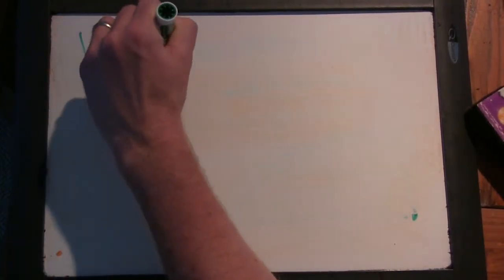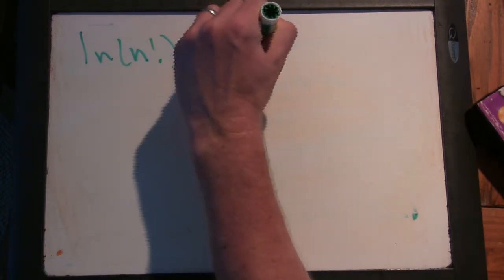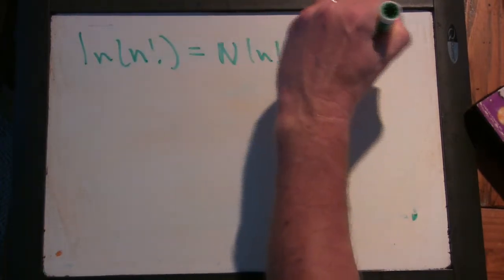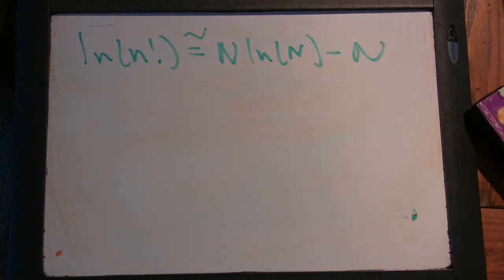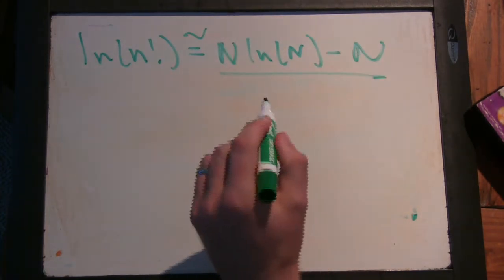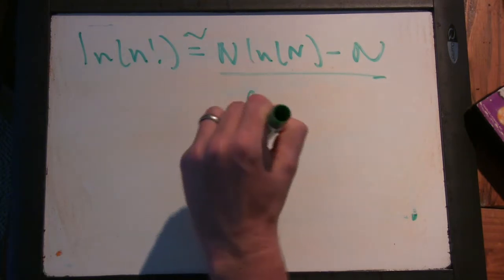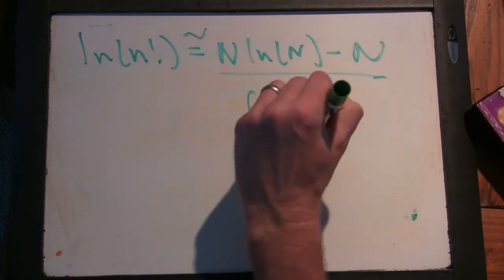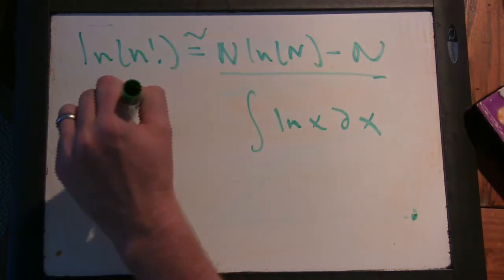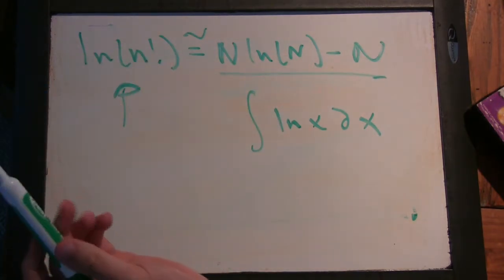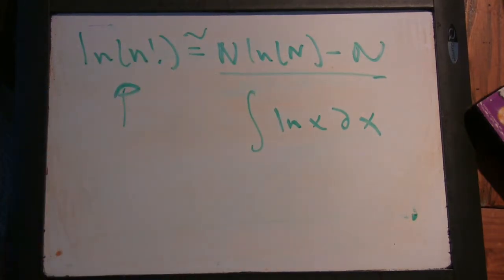ln of n factorial, he said, was equal to n ln n minus n. This is not an actual true equality, it's just an approximation. You said you recognized this, which is nice, as the integral of ln x dx. That's cool, I'm glad you remembered that. What can you say about log of n factorial?